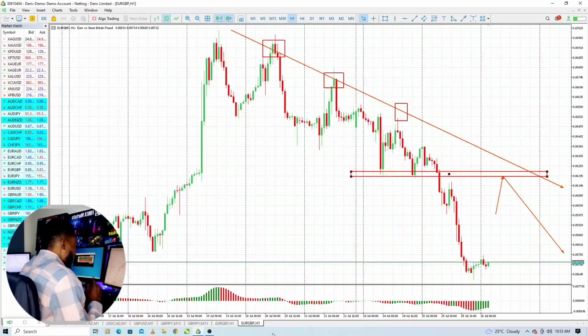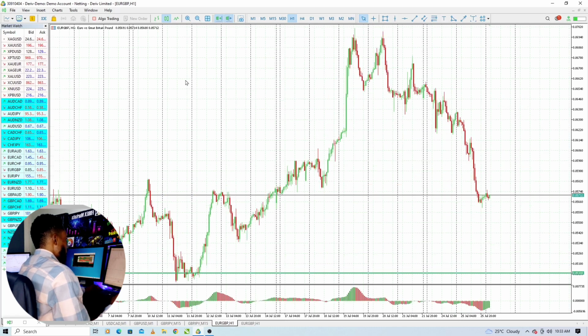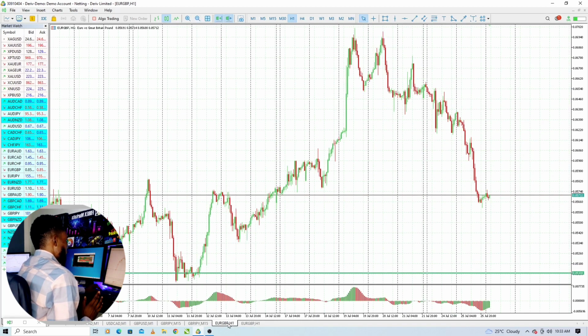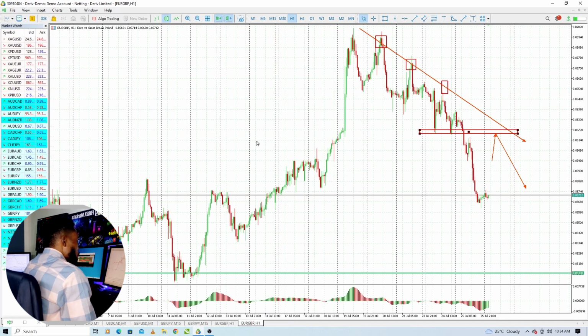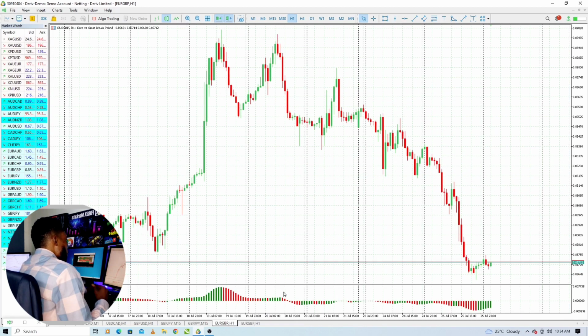So comparing this chart to this chart, can you see? Comparing this chart to this chart, which one will you be comfortable to trade? Will you be comfortable to trade this chart, or you'll be comfortable to trade this chart?